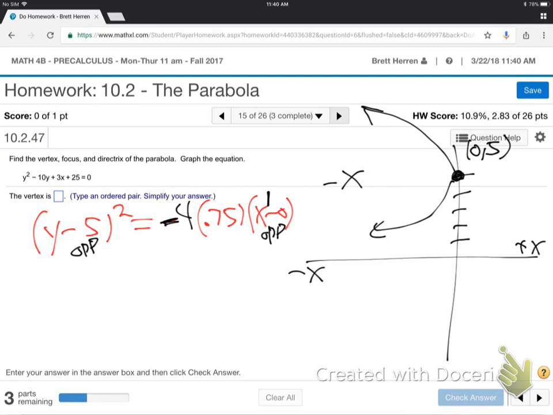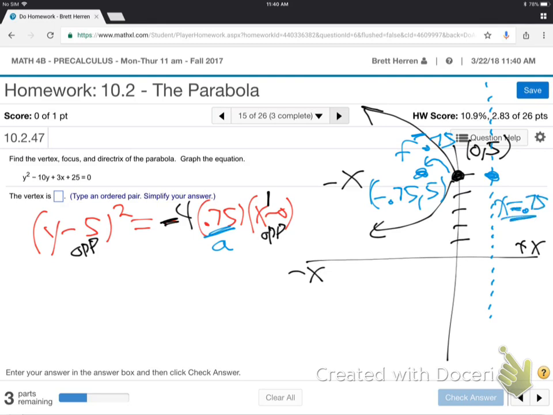So there's the center. It's going left. And how far is it going? 0.75. So the focus will be here, 0.75. So that's subtracting 0.75. So that'll be back 0.75, up 5. And the directrix line is over here. And that's hitting the x-axis at positive 0.75, right? So here's the focus point at negative 0.75, up 5. We're done. That's all they wanted.